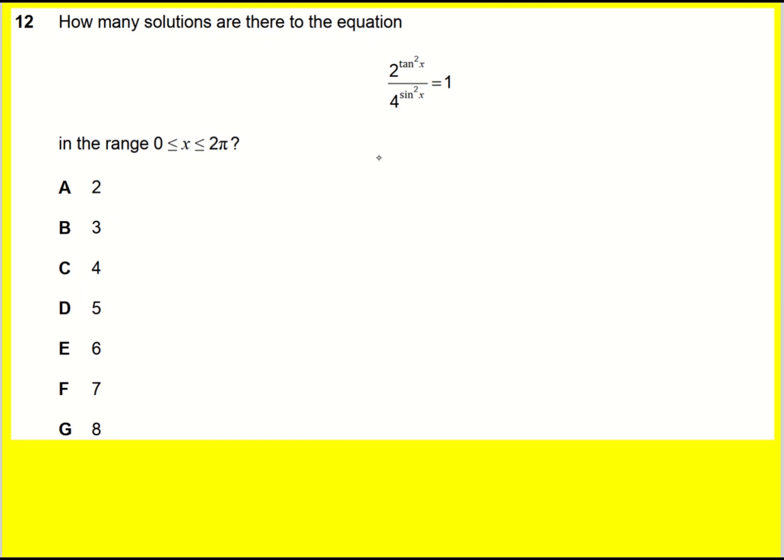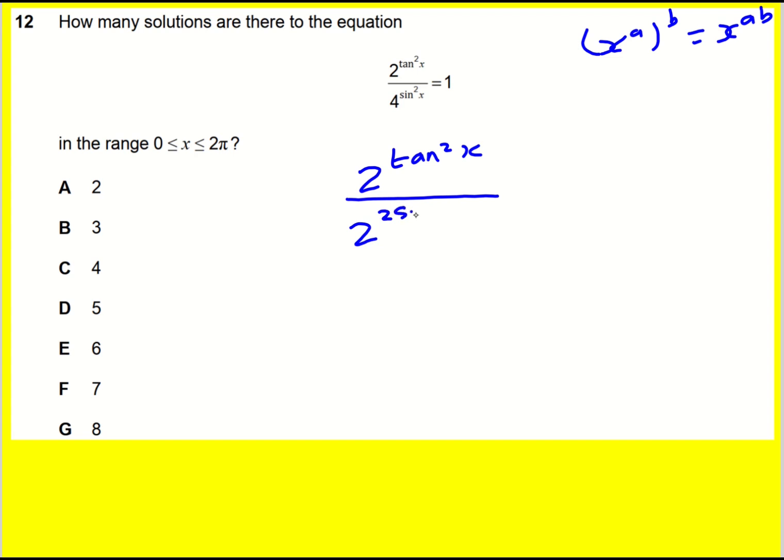How many solutions are there to this equation? The first thing I decided to do was make it so they got the same base. 4 is 2 squared, so this will be 2 squared to the power of sine squared. And when you deal with x to the a to the b, you just times them together. So it's going to be 2 to the 2 sine squared x.